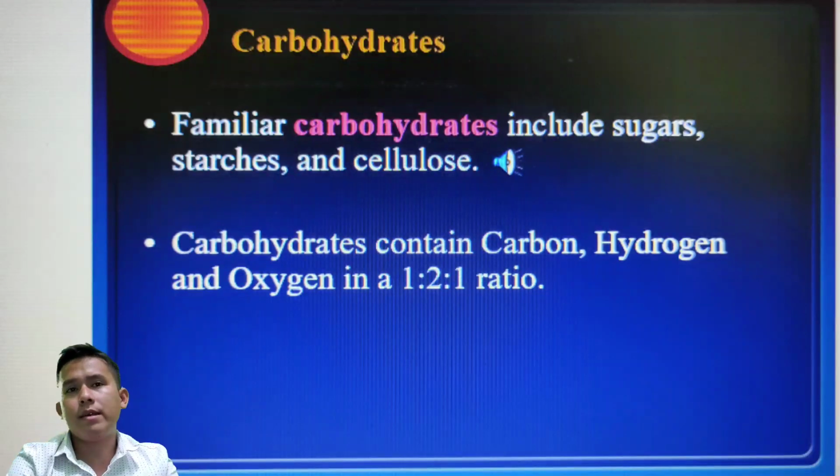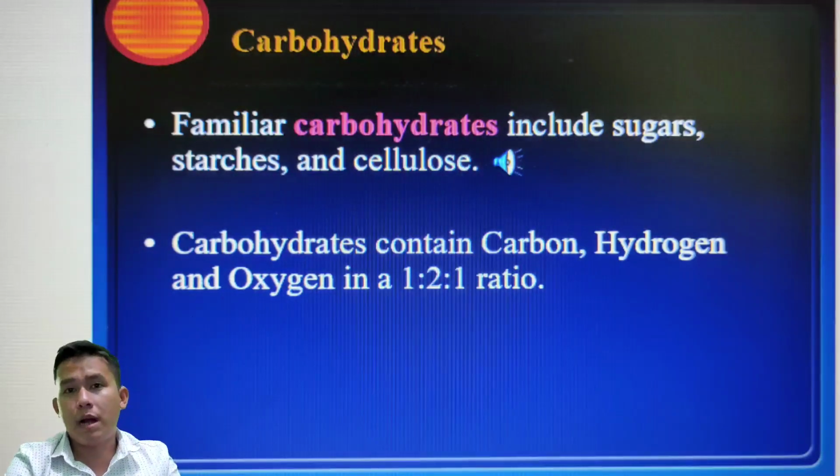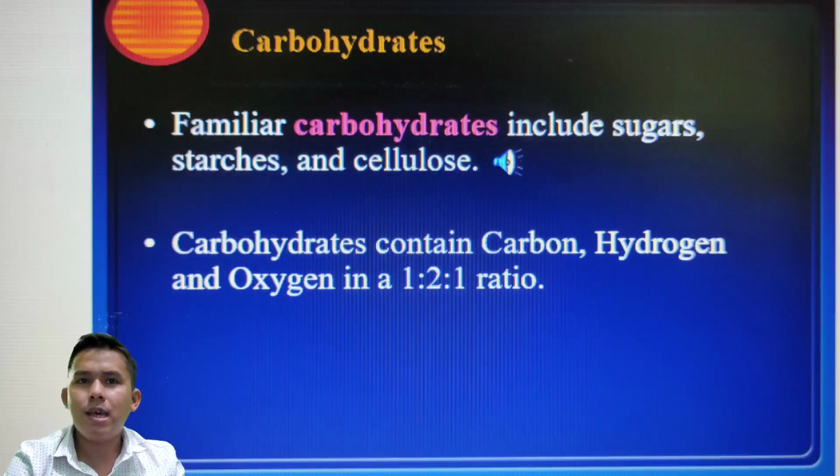Now let's talk about carbohydrates. Carbohydrates include sugars, starch, and cellulose. Carbohydrates contain carbon, hydrogen, and oxygen in a 1:2:1 ratio.